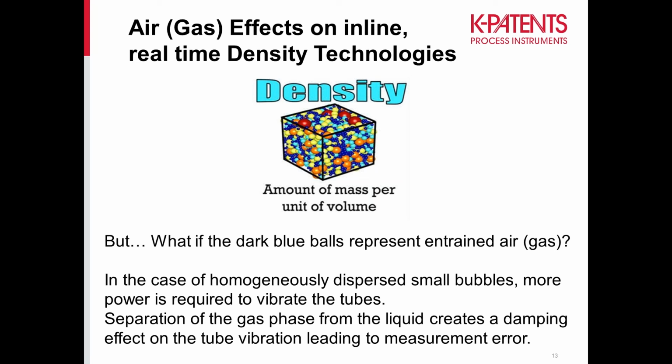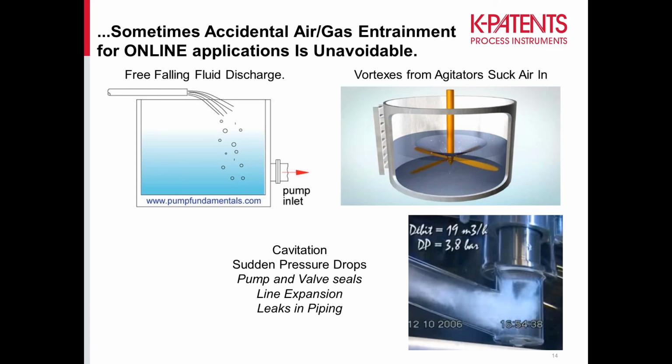Sometimes that accidental error or gas entrainment for online applications is completely unavoidable, such as a case where you have a free-falling fluid discharge. So the pipe flows into this vessel, and the pump inlet is pulling those bubbles into your process. Or any kind of agitators being used will suck that air in, creating bubbles. And very commonly, cavitation creates bubbles, also in more common things like pump and valve seals, and leaks in the piping create these bubbles. So they're just unavoidable, and it happens. And that is going to throw off that calculation to concentration.